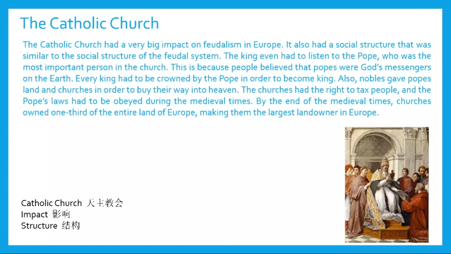Slow reading. The Catholic Church had a very big impact on feudalism in Europe. It also had a social structure that was similar to the social structure of the feudal system. The king even had to listen to the pope, who was the most important person in the church. This is because people believed that popes were God's messengers on the earth.